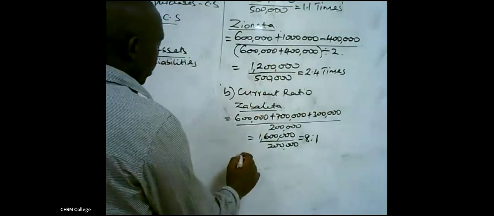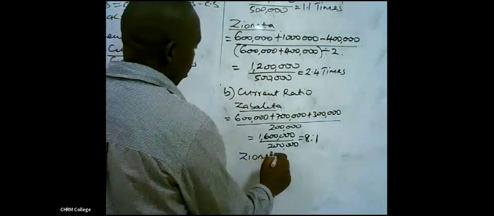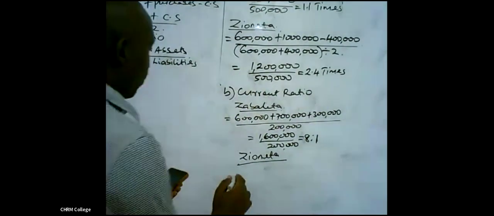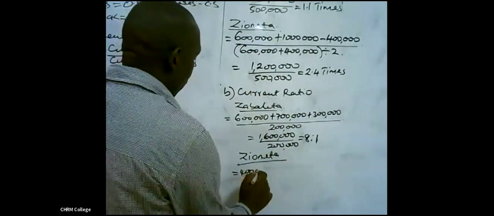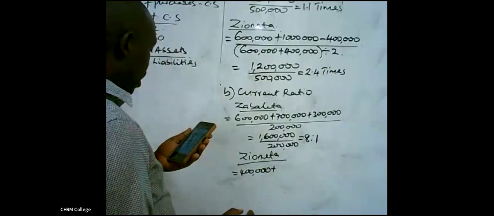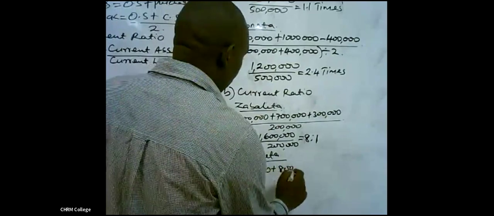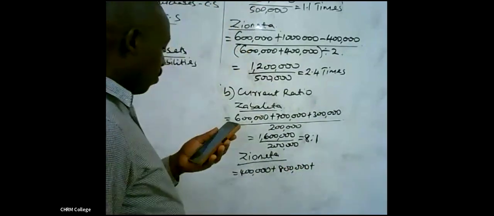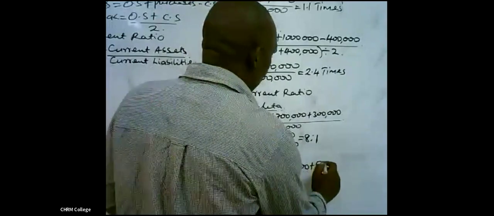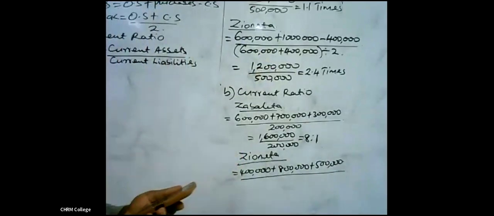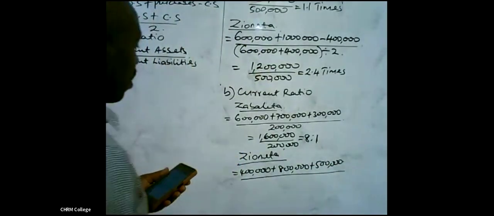For Zionita, you do the same. You take all the current assets that belong to Zionita Traders. The closing stock is 400,000. You add the debtors, which is 800,000. You add the bank balance, which is 500,000. Then you divide with the current liability, which is creditors, 400,000.